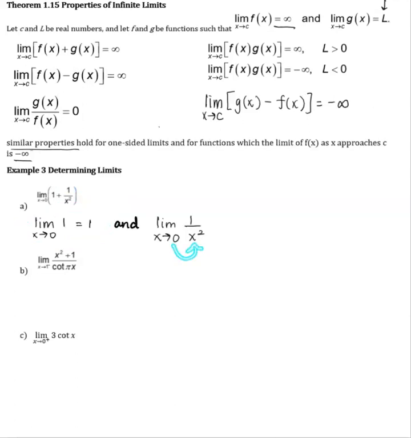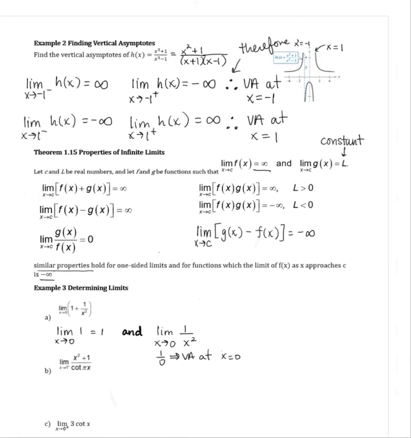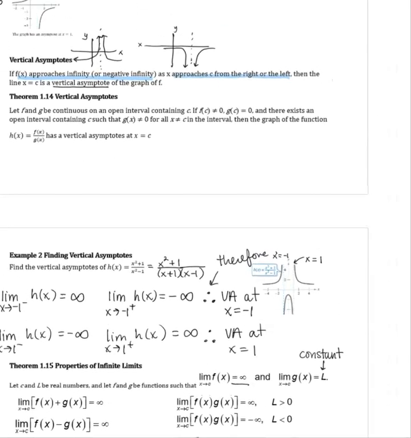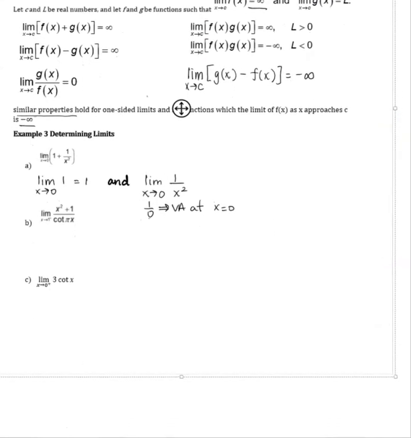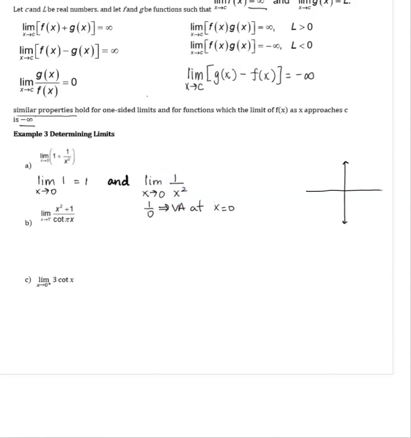If I were to try direct substitution with 1 over x squared, we would get 1 over 0, which implies that we have a vertical asymptote at x equal to 0. Remember that theorem 1.14 said that if your numerator is not 0 and your denominator is 0, that tells you that you have a vertical asymptote. So I know there's a vertical asymptote at x equal to 0 on 1 over x squared. I'm going to go look at what the graph of 1 over x squared looks like. There's a vertical asymptote at x equal to 0.